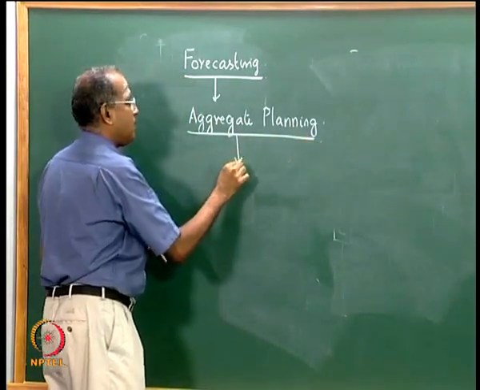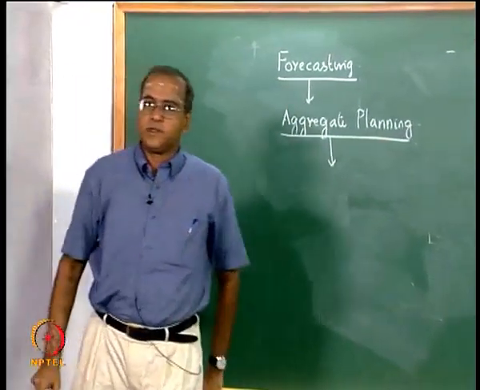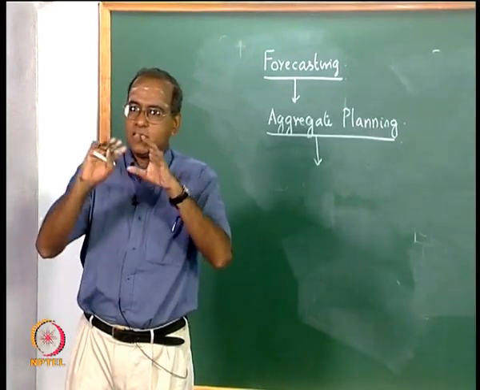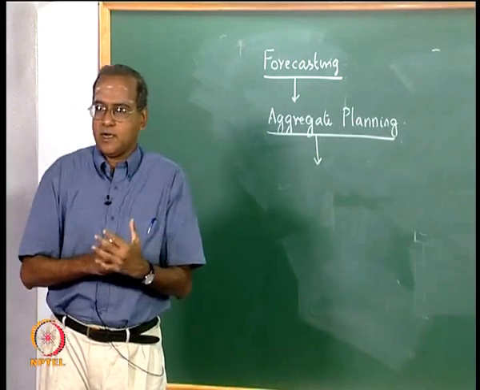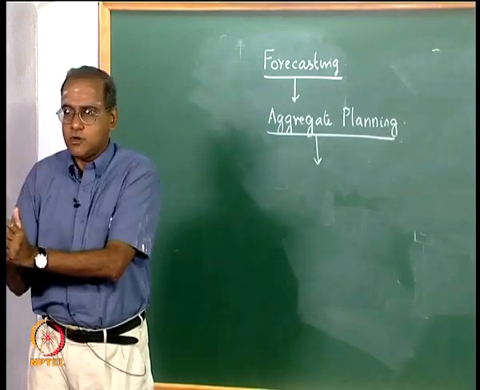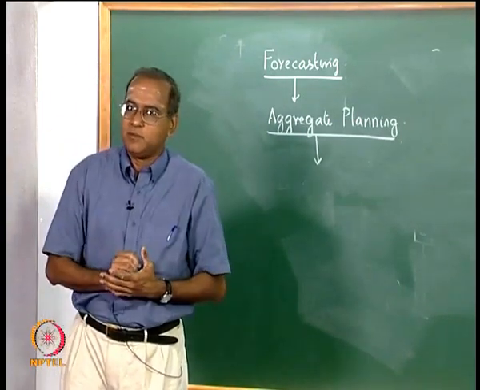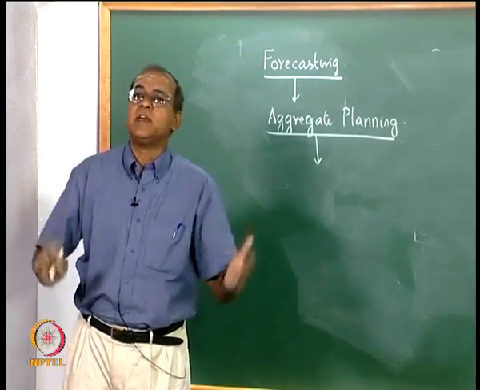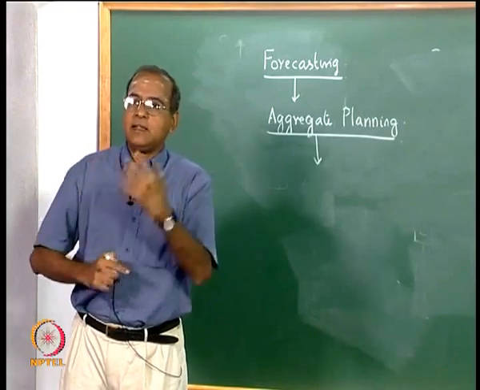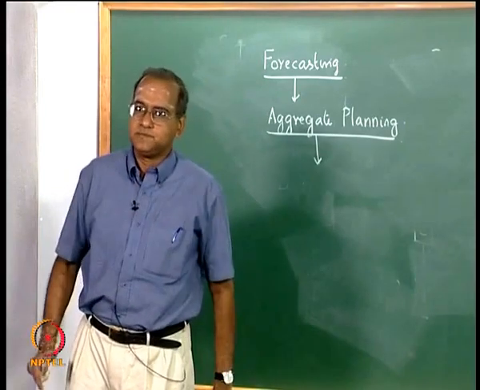Now, aggregate planning would give two outputs. One is the production capacity that we are going to have in terms of regular time and overtime. If there is some outsourced capacity, then that is going to come in. What is the production capacity that we are going to have in a certain period? And let us say the period that we were looking at is like a month.